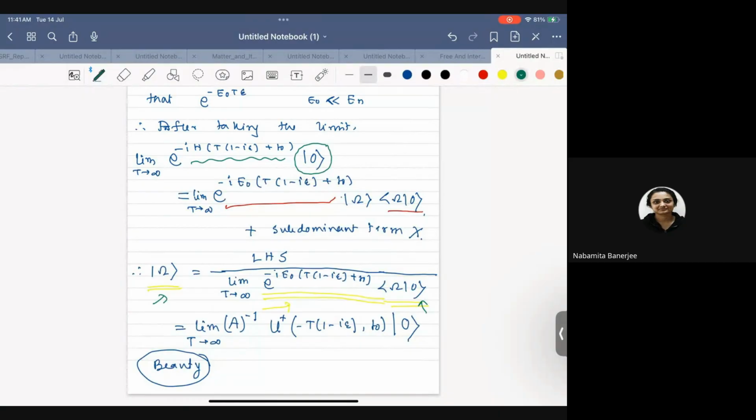No, why should the denominator blow up? The contribution comes from e to the power minus i, the exponential factor. This is the most dominant term, right? It will not blow up because E naught is very small. In fact, in most cases I am going to set my scale such that E naught is 0. So this is the most dominant term that will survive. Every other term with respect to this term will be suppressed.